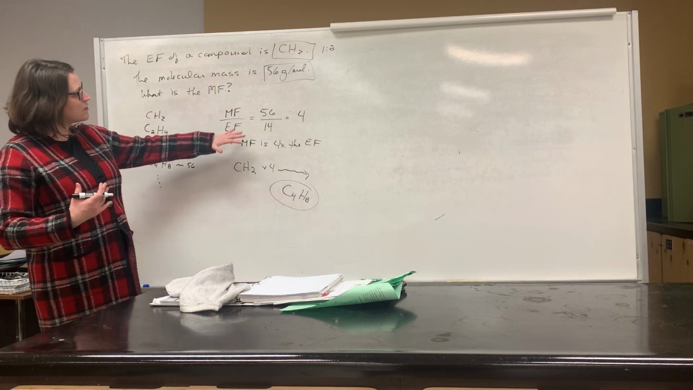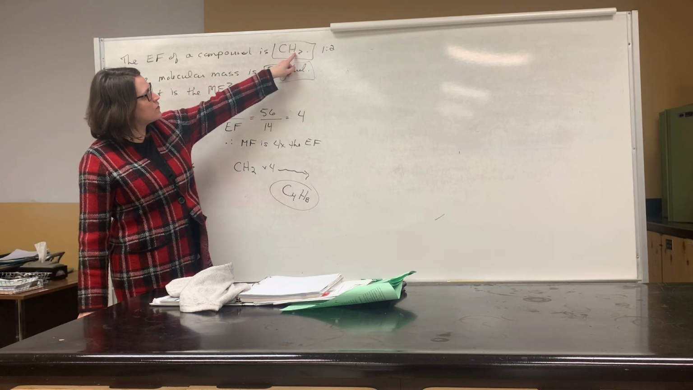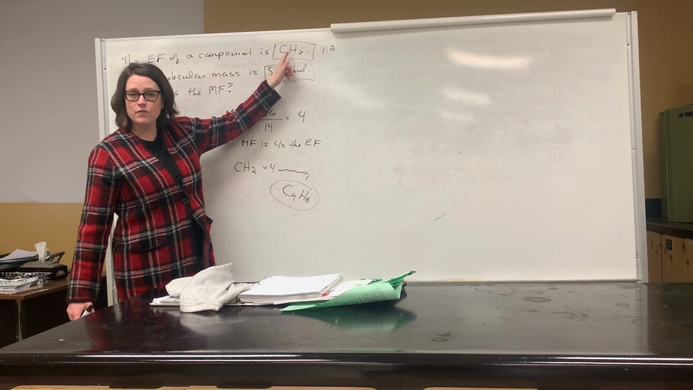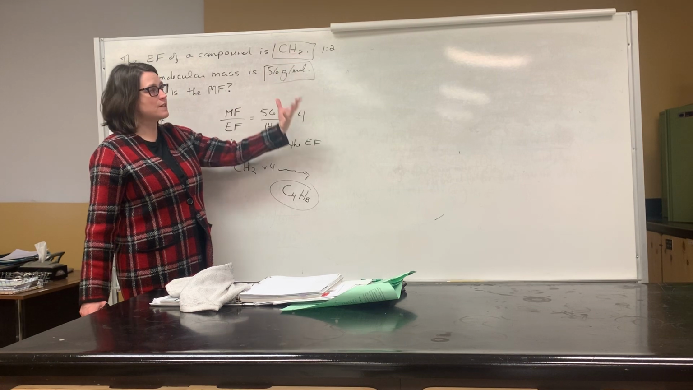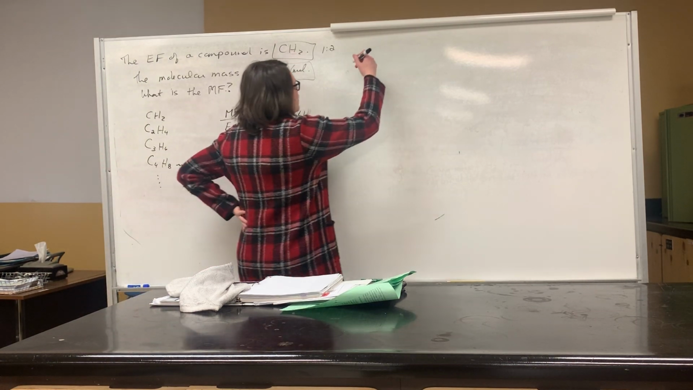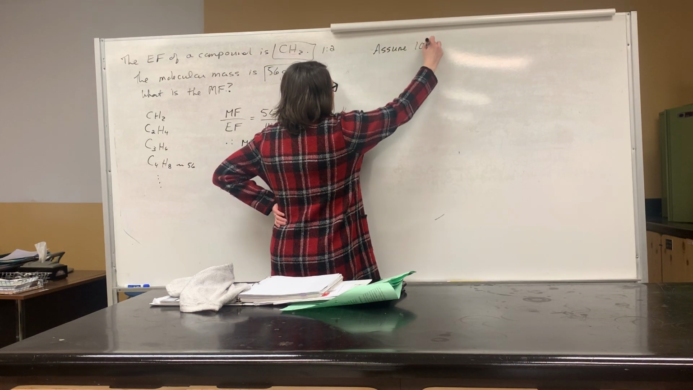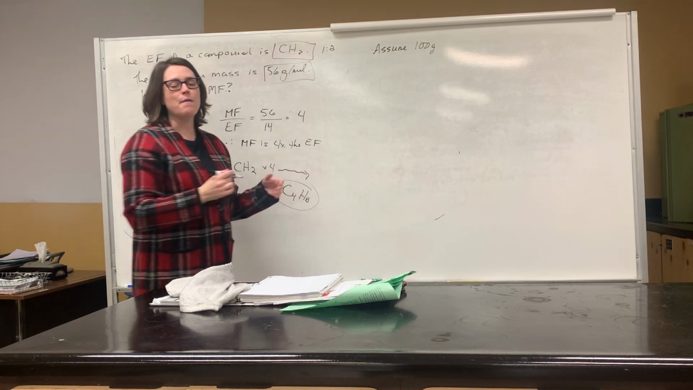Essentially, these are just mole ratios, right? So you've got, again, the ratios here are 1 to 2. So that's a mole ratio: 1 carbon for every 2 hydrogens. That's a mole ratio. So what we can say then is, if we assume 100 grams, and that's an important step.